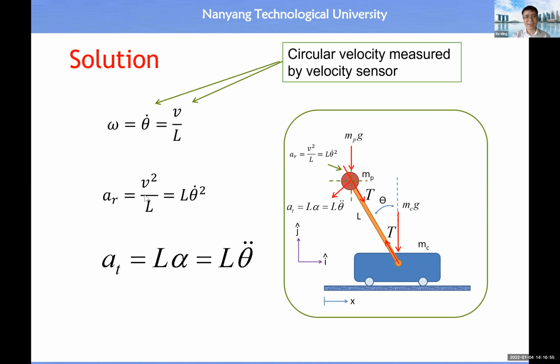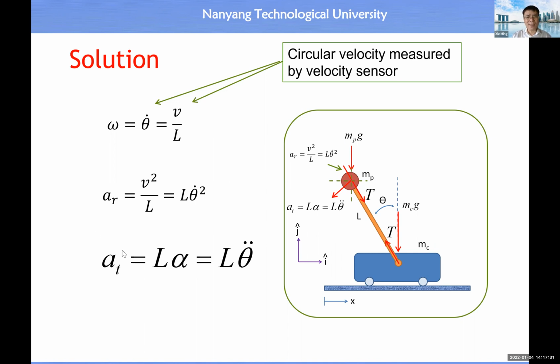Then what should be the radial acceleration? The radial acceleration should be equal to the circular velocity squared divided by the radius. Now we just substitute V with L times theta dot. Then L squared cancels one of the L, so we have L theta dot squared. So these are the basic equalities, and I write it down here. Now you know the radial acceleration is equal to this.